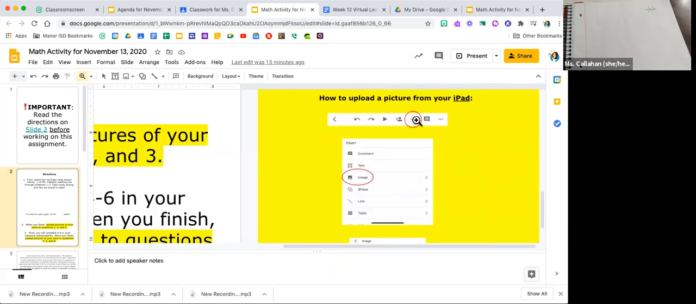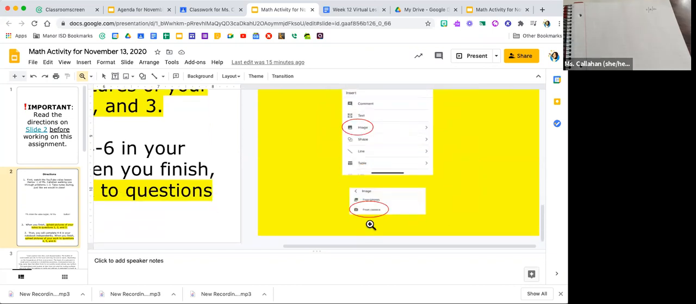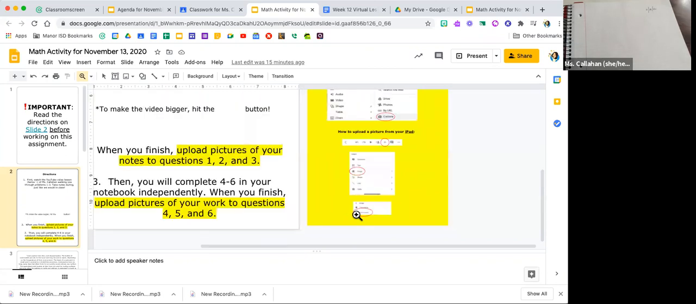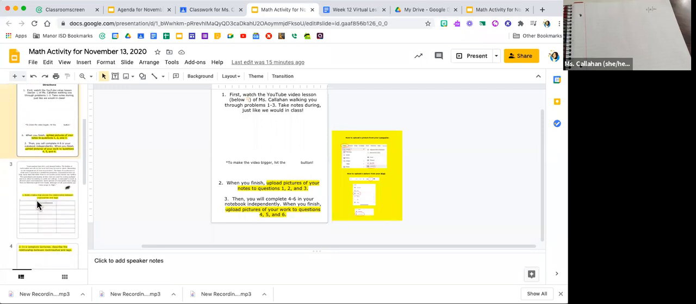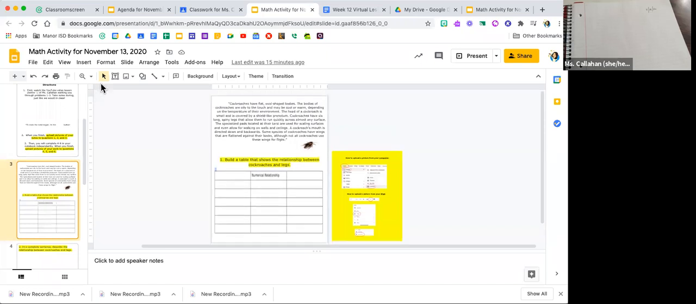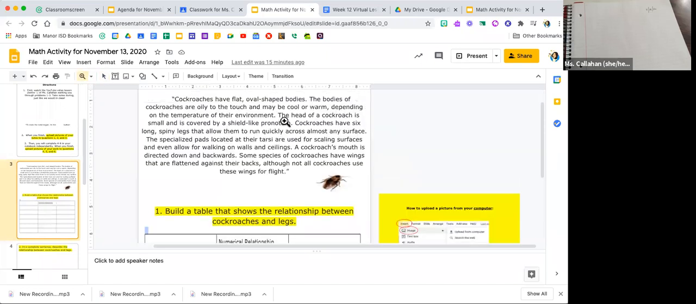First, you will click the plus sign at the top. Then you will select image. After that, you will do from camera and then you will select that photo. It will say use photo and that is what you will do. Okay, cool. So we are going to take those notes and like I said, then you are going to complete questions 4 through 6 independently. So let's get started on this. I'm going to zoom in so that you can read along with me.